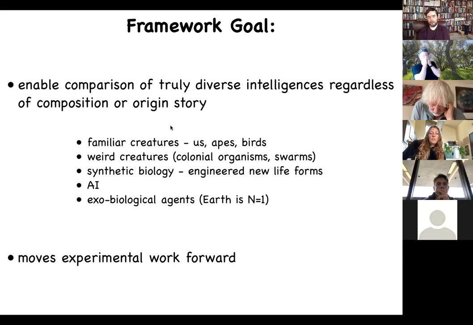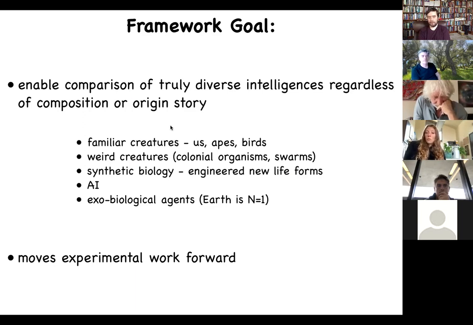And so this means that we need to be able to compare and think about not only the familiar creatures that we're used to, but also some very weird ones like colonial organisms and swarms and so on, but also novel engineered life forms. And I'll show you some examples of these today. Of course, artificial intelligences that are being produced and are going to increasingly be produced, and at some point, perhaps even exobiological agents. At the very least, we should have an idea of how we would recognize one if we came across one. And the key to this framework is that it has to move experiment forward. It has to be empirical and has to drive novel experiments.